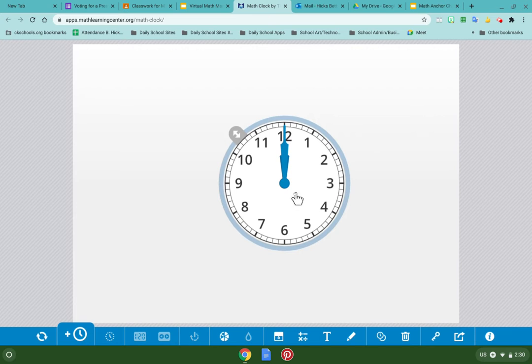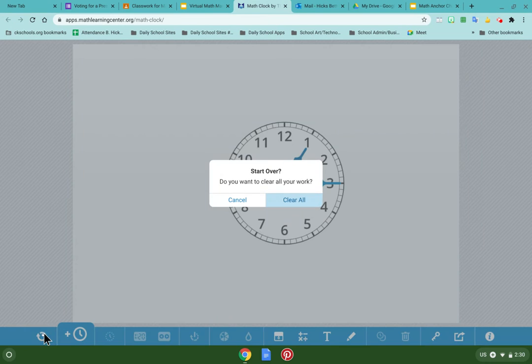Well, what I can do is tell my child, show me 1:15. And if you notice, I could do this right here. So I can show 1 and then I could show 15. So you can move the hands on the clock. And then say you want to get rid of it, you go right down here, you hit clear all, and you can do another clock.